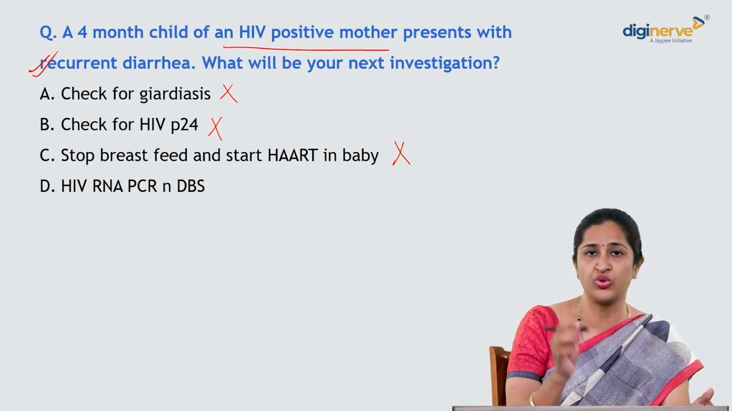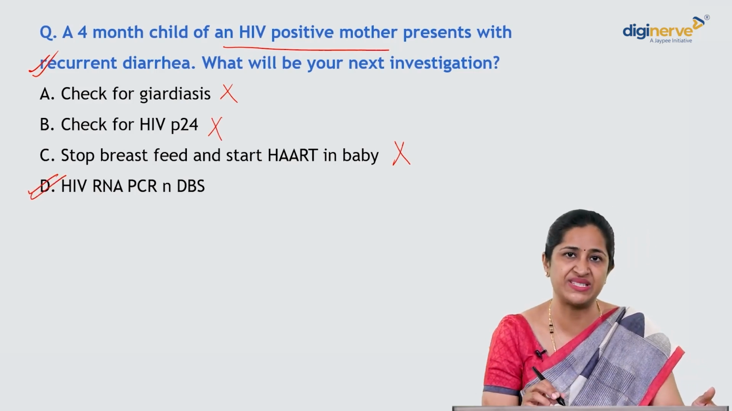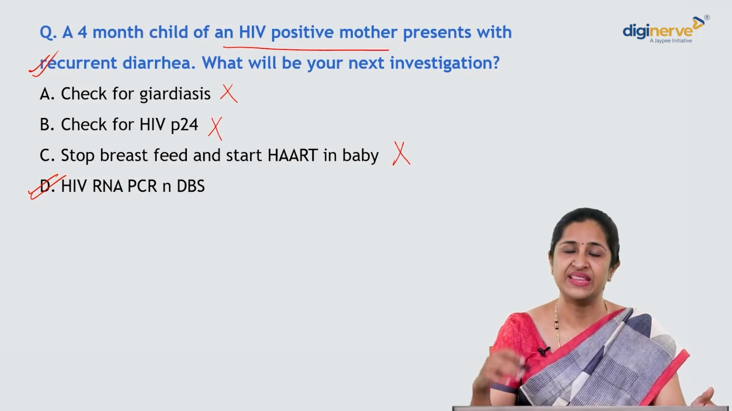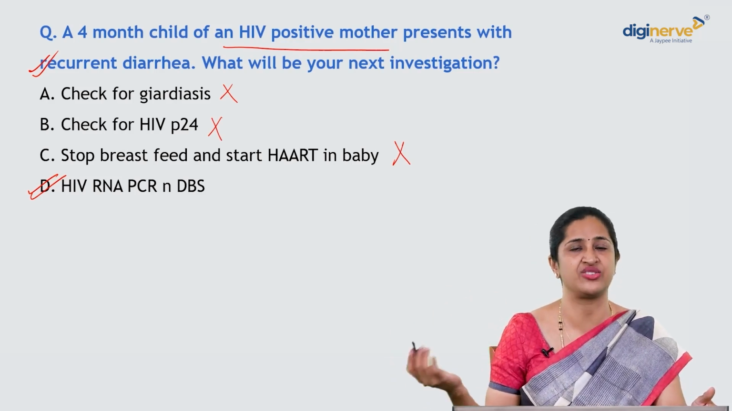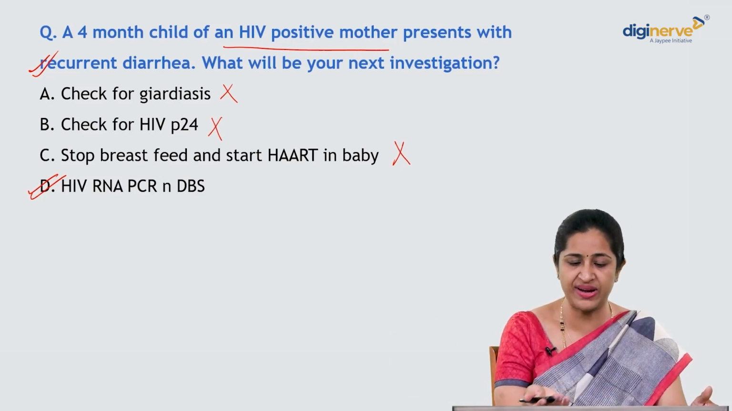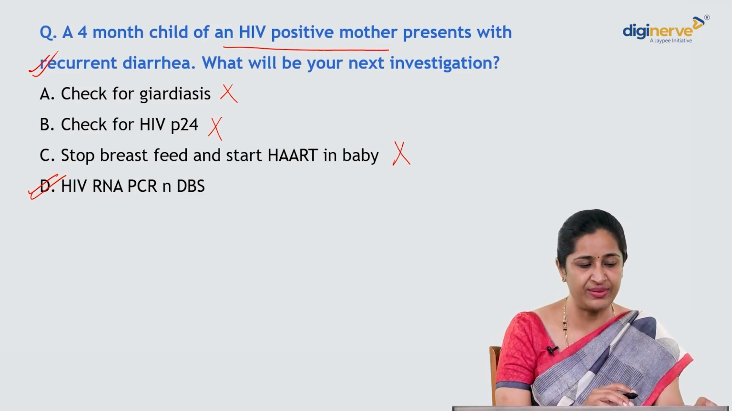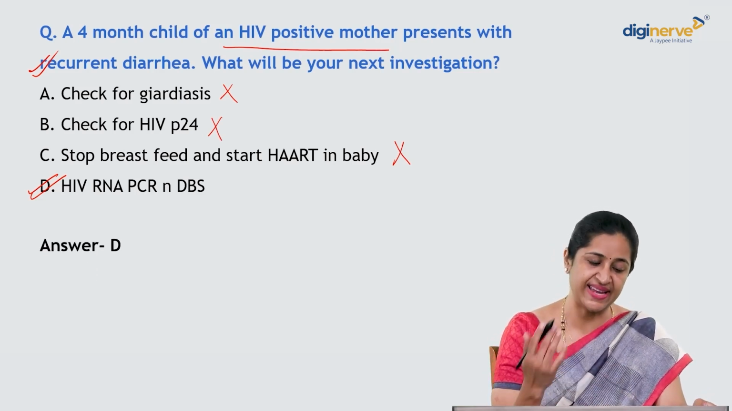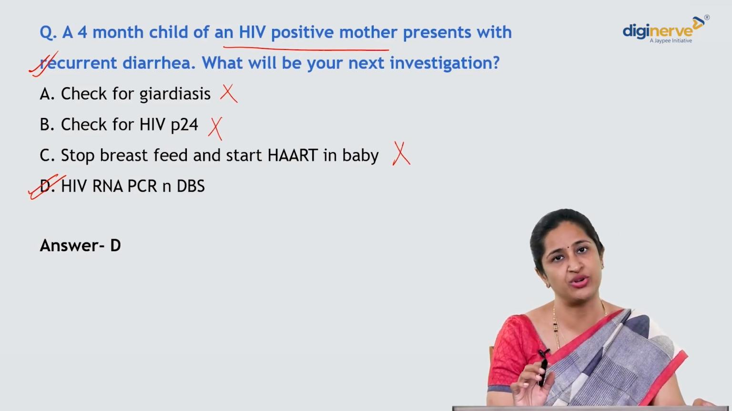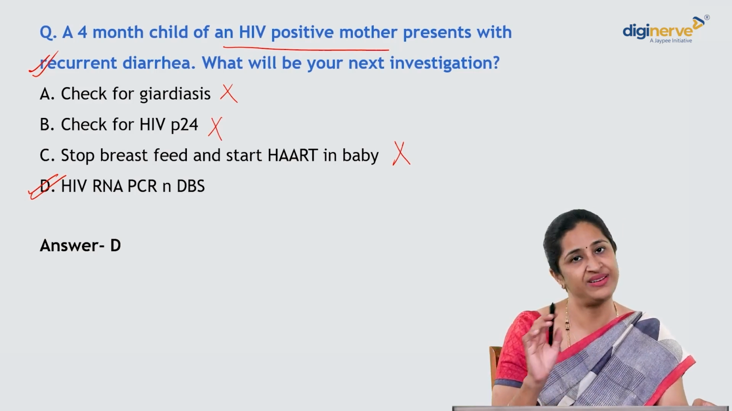So for that you'll do a dried blood spot for HIV RNA PCR. That's the next best test that you can do. Ideally this would be done at 6 months of age. Then at 1 year and at 1.5 years of age, we'll be doing the antibody analysis. However, since the child is symptomatic, we'll be redoing it at 4 months of age. So the answer will be D. The next investigation we want to do is just to see whether this child is HIV positive or not. So HIV RNA PCR with dried blood spot.